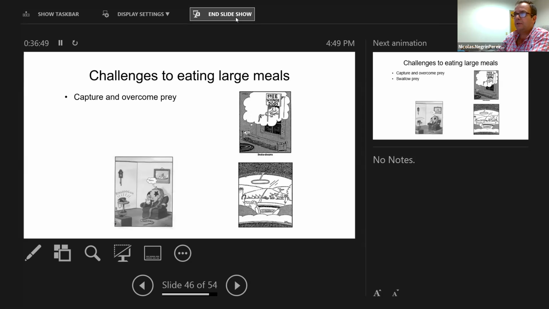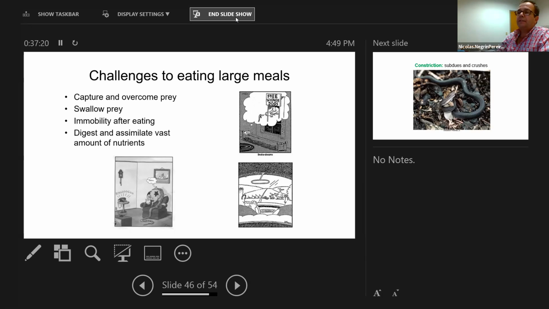Well, first of all, to capture and overcome a prey that is several times bigger than you. The second challenge will be to swallow that prey. And the third one is the immobility that happens after eating. The whole metabolism of the animal is going to be directed to digestion, and normally they are immobile during that time. And of course, that makes them susceptible to being captured by their own predators. And of course, to digest and assimilate this vast amount of nutrients without causing a digestive or body overload.